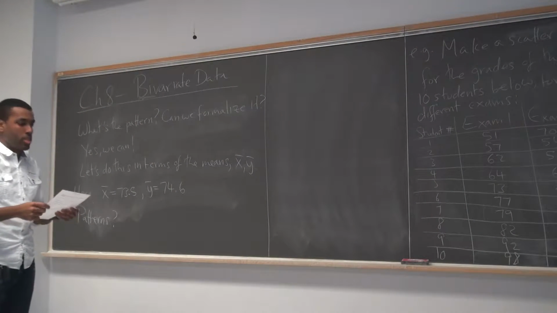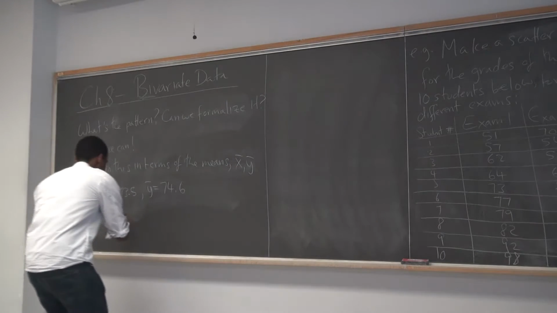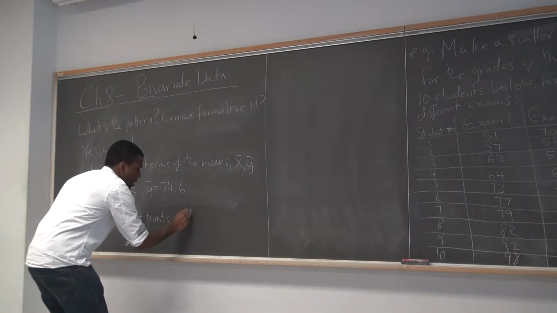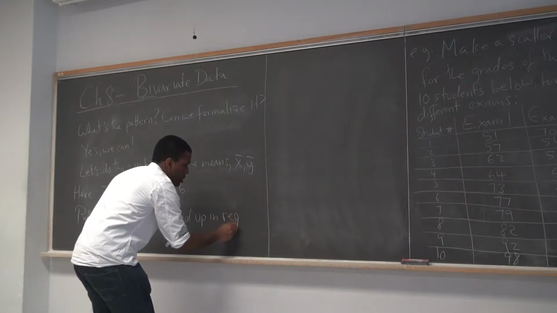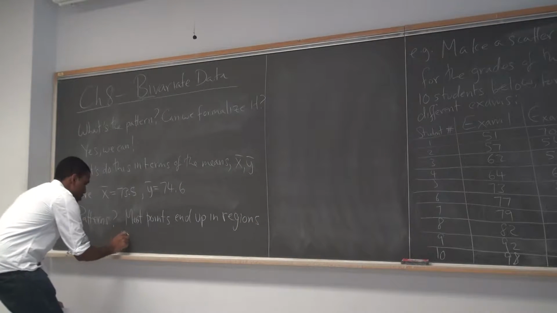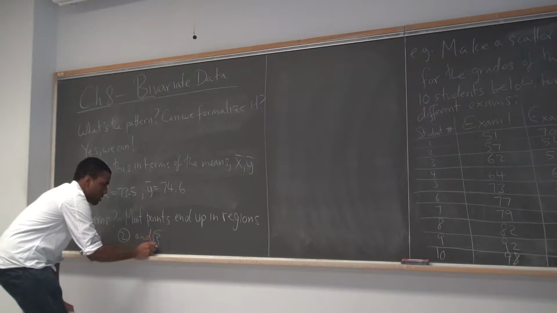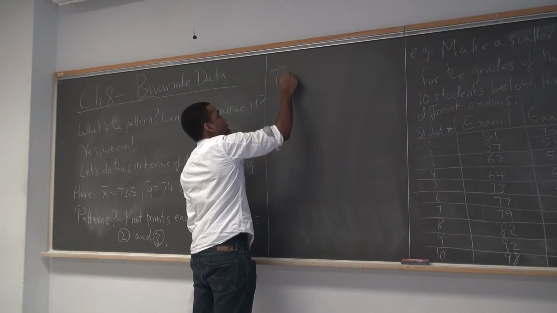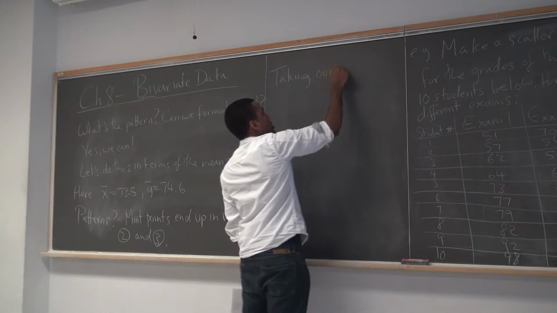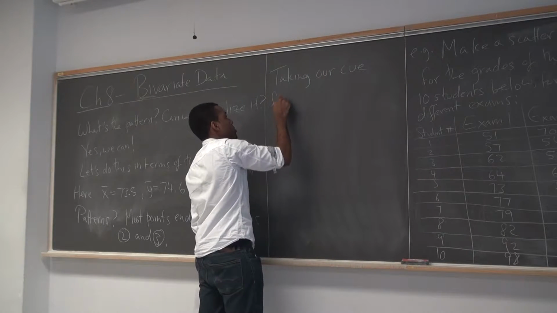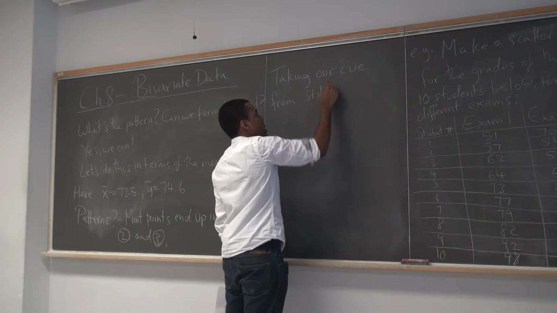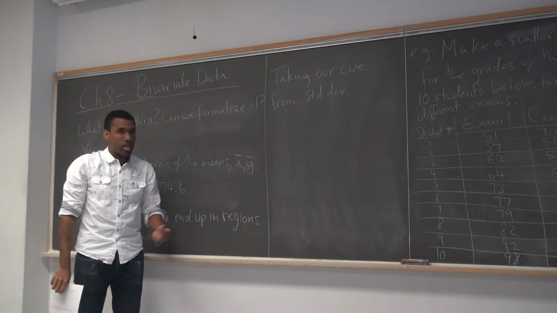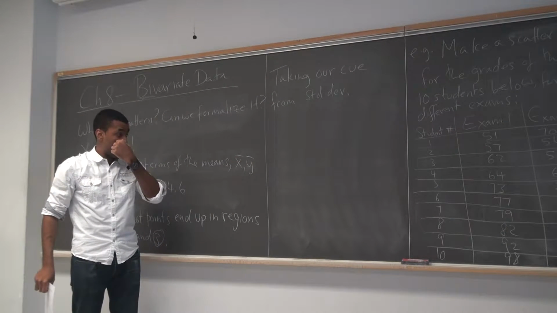So how do we actually capture this idea? The pattern is most points end up in regions 2 and 3. Let's try to capture what this means. Remember last time when we were looking at means, we developed the standard deviation, the spread.